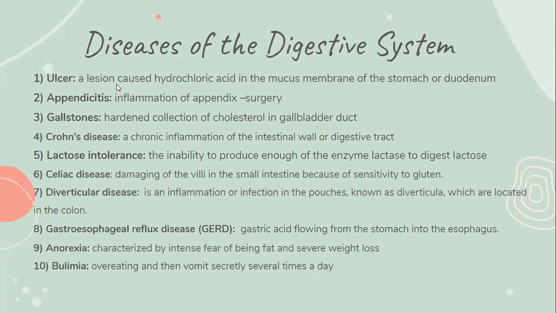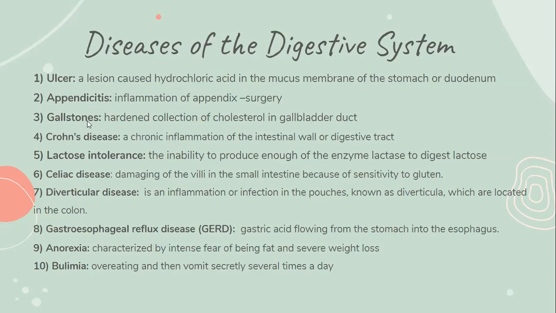And a lesion is kind of like, I don't know how to describe it. It's like a weakness kind of part. It's very painful. If you get stomach ulcers, it's usually super painful, and it usually requires immediate medical attention. And then we have appendicitis, like I discussed before, which is the inflammation of the appendix. Actually, the only way to really help it is surgery. You need to get it out. You can't really do anything unless you get surgery.